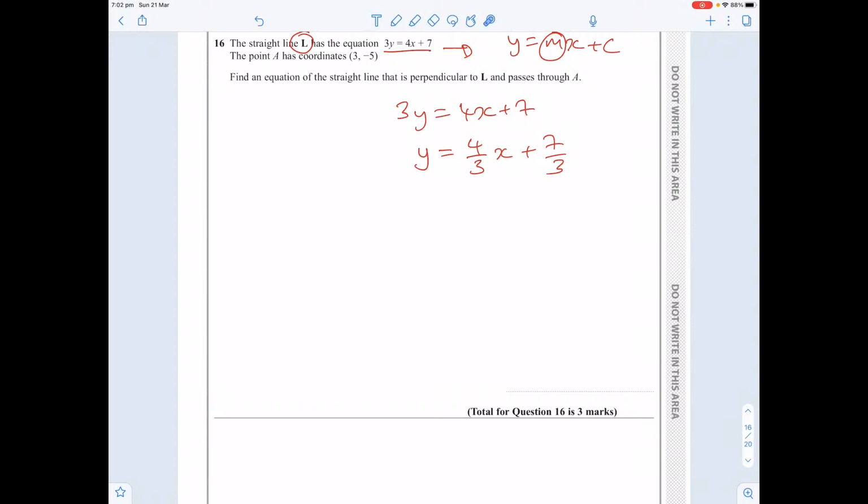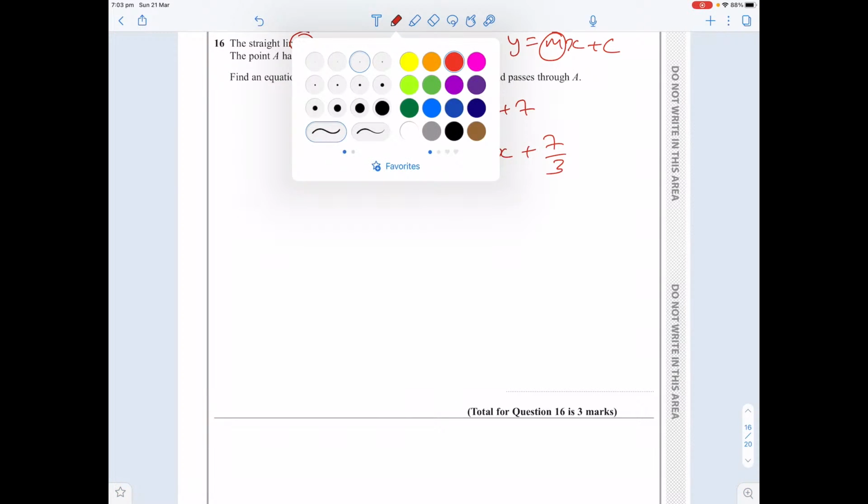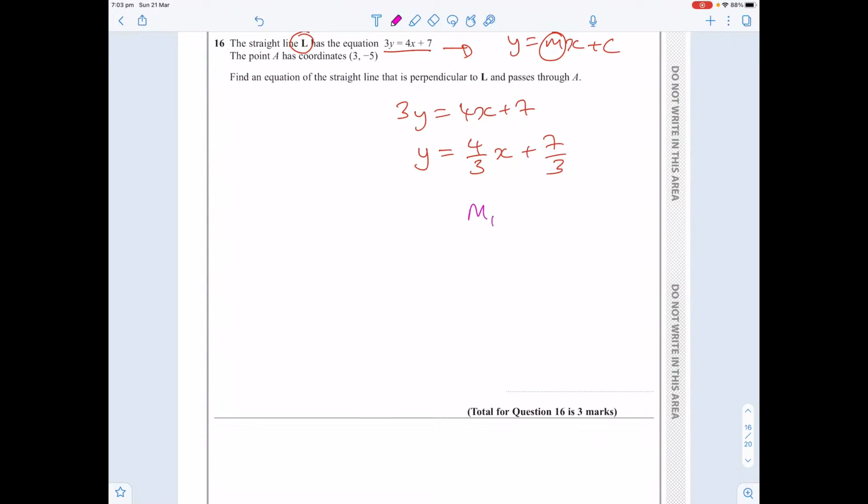Now can you see that we can see the gradient quite clearly? The gradient is 4 over 3. So if we write this down now, the gradient of line L, or M1 we're going to call it, is 4 over 3. So therefore the line that is perpendicular to that is going to be minus 1 over 4 over 3. And if you rearrange that, you get minus 3 over 4.